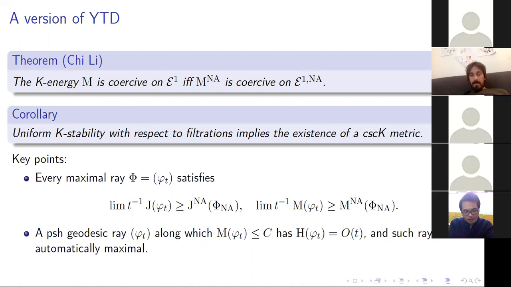And then you had that M^NA is greater than a positive multiple of J^NA, but on the other hand, M of phi_t is bounded above, so the slope of that is negative, and this is a contradiction.